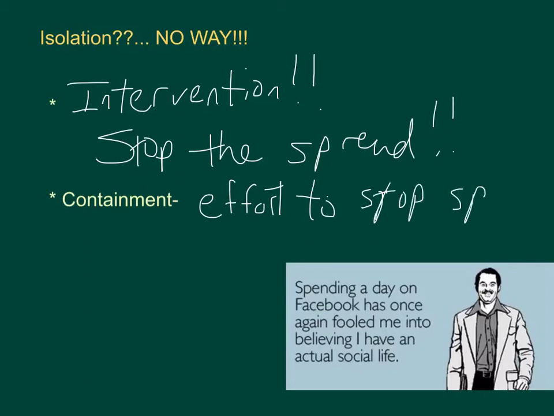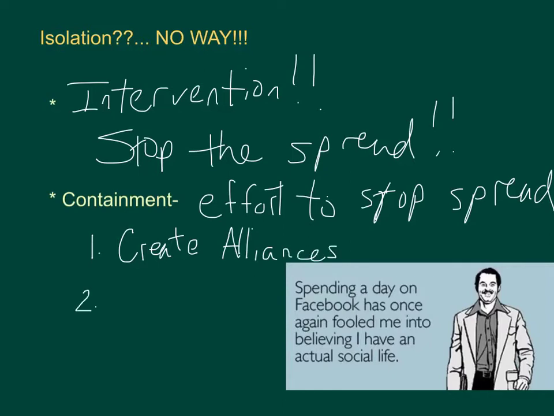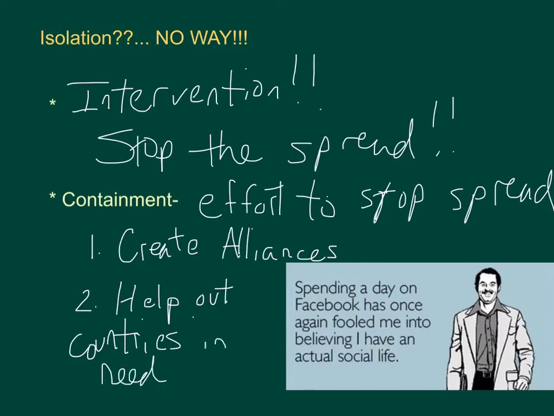Okay? So, we're going to do this one of two ways. The first way that we are going to work on containment is we are going to create alliances with other countries. And the second way is we are going to help out countries in need. And we're going to see that we did quite a lot for countries in need. So these are the two ways that we are going to follow this policy known as containment. And again, what are we containing? We are containing the spread of the Soviet Union.